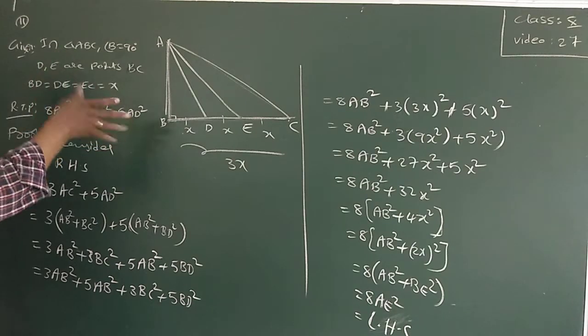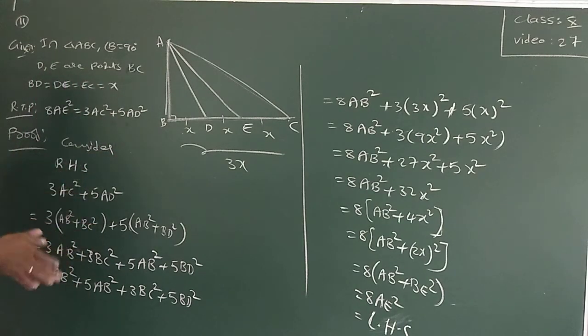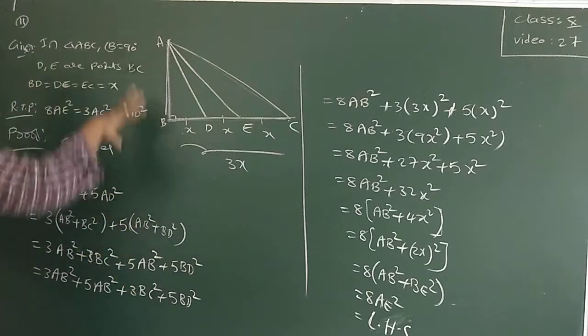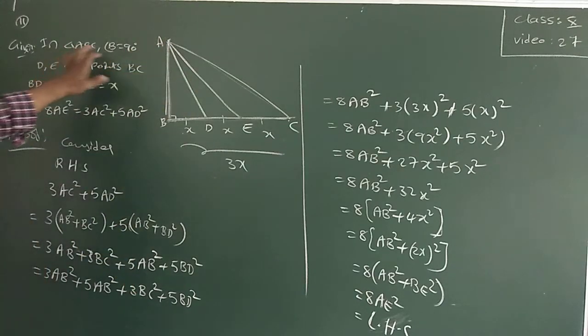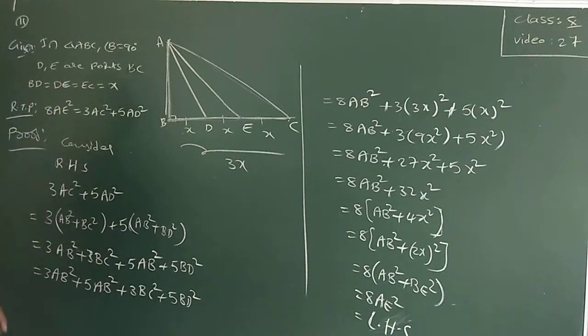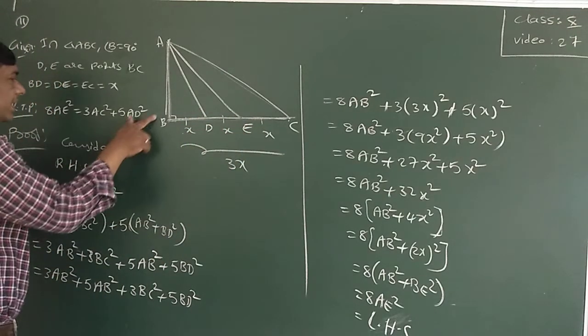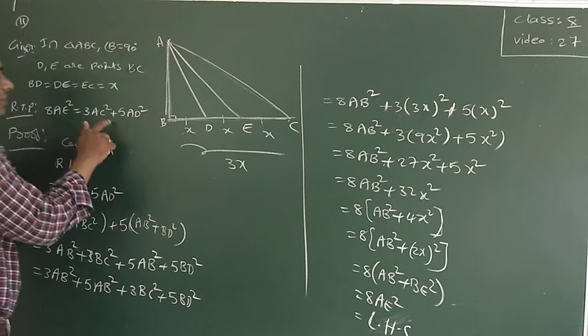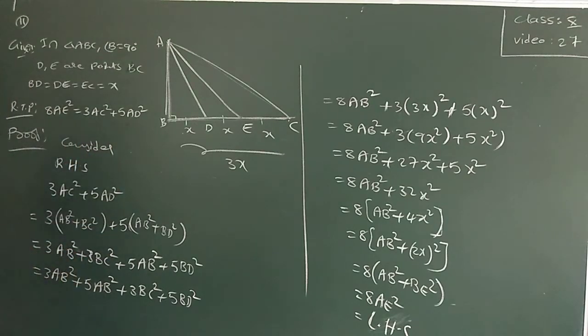First I explained it using the Pythagoras theorem, and I asked you to try it. If you don't get it, let me know and I will explain that also later. So a simple way I am explaining now. In triangle ABC, angle B is 90 degrees, and BD, DE, EC are equal. I have to prove that 8 AE square is equal to 3 AC square plus 5 AD square.